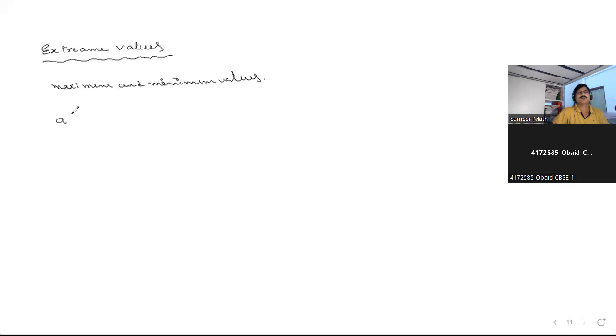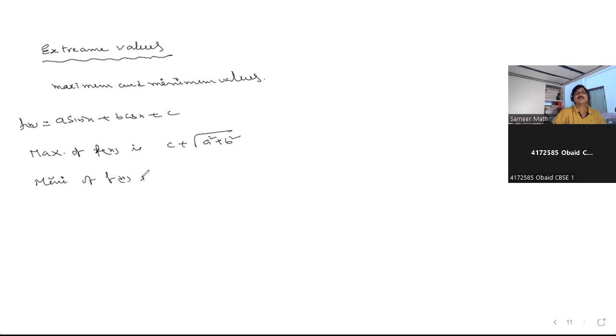Here, suppose a sin x plus b cos x plus c is there. Let us say that this is f of x, the function. So, the maximum of f of x you can write as c plus under root of a square plus b square. Okay. The minimum of f of x is c minus under root of a square plus b square. Right. This is one formula we have learned.